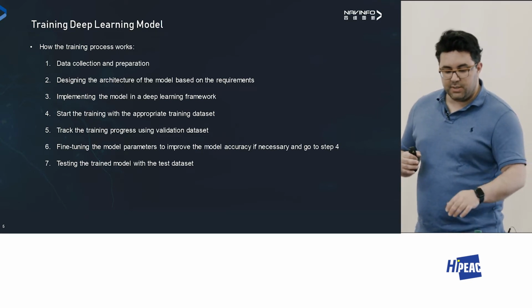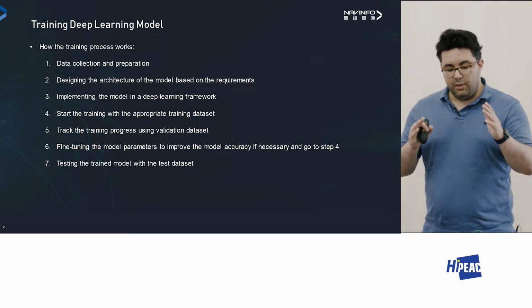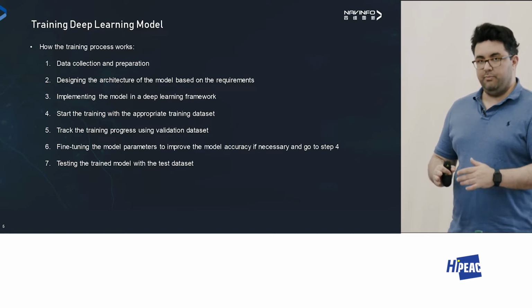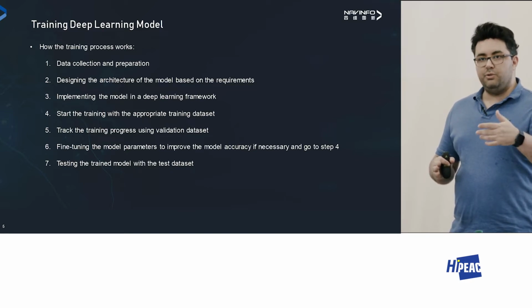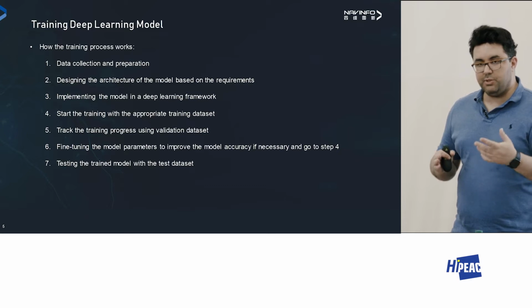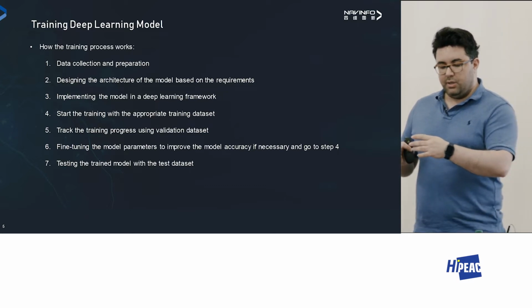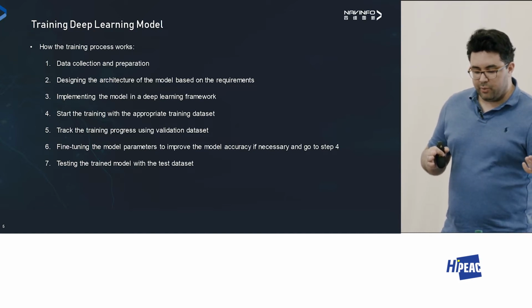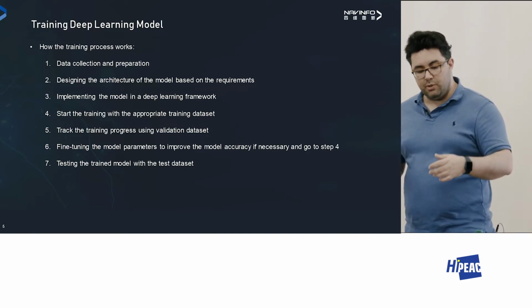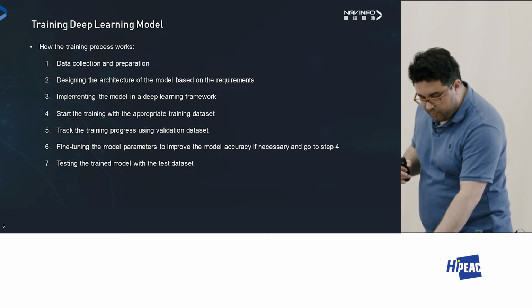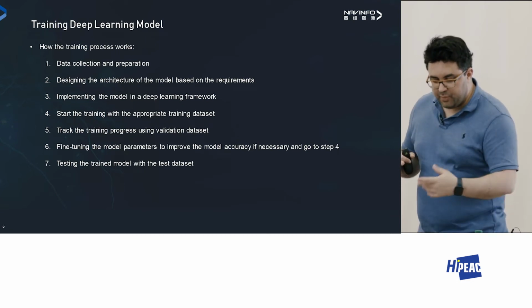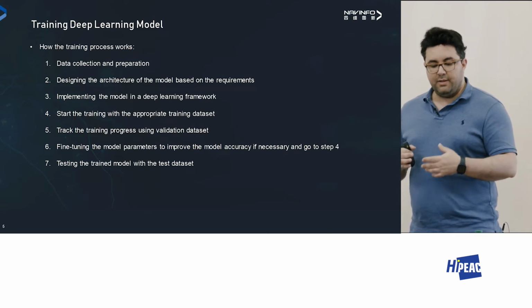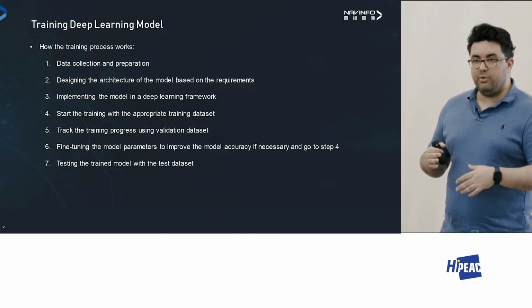So this is the next step where we fine-tune the model parameters, because the overall goal is usually to improve the accuracy as much as possible. And once we have modified something, we go back again to the beginning of the process, and this loop continues until we reach a point that we are satisfied with the behavior of the model, and then we can test the trained model with a test data set.